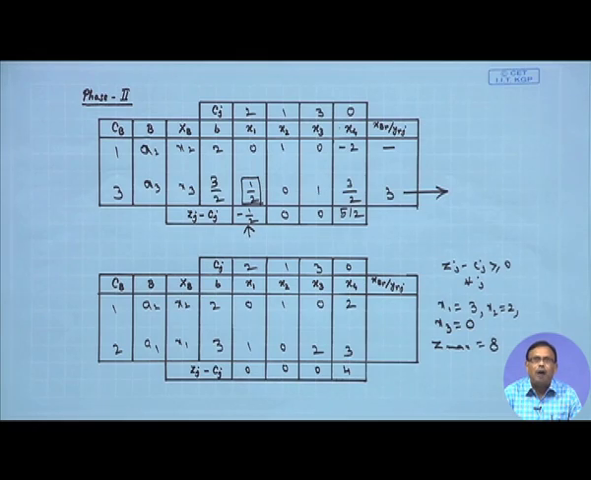So I hope the method is clear. In the next class, we will discuss two different problems on this two phase method.